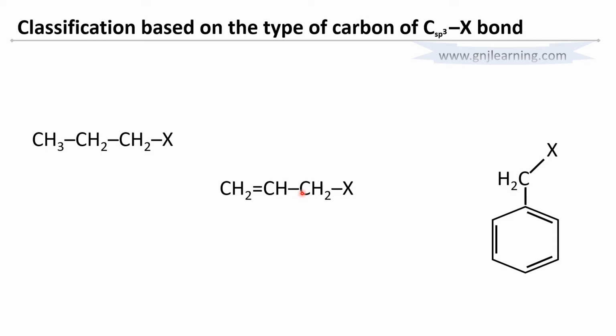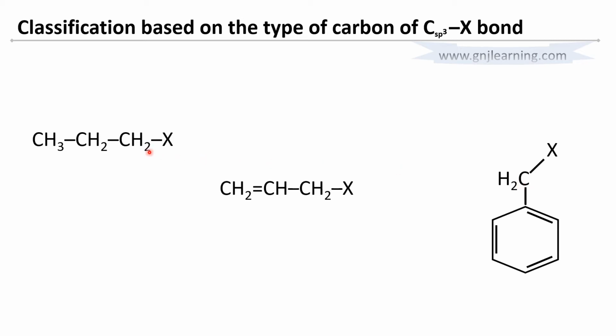Clear? Now again, if you look at this carbon which is attached to the X, this carbon is again in sp3 hybridized position, whereas it is attached to a carbon that is a part of the benzene ring. Clear? That is a part of the benzene ring. So this sp3 carbon is then called a benzyl carbon.